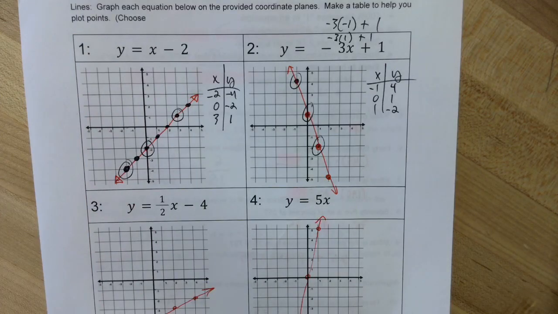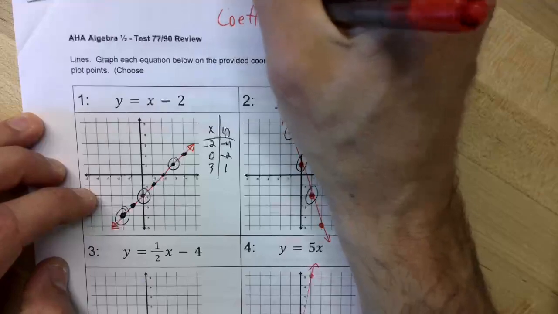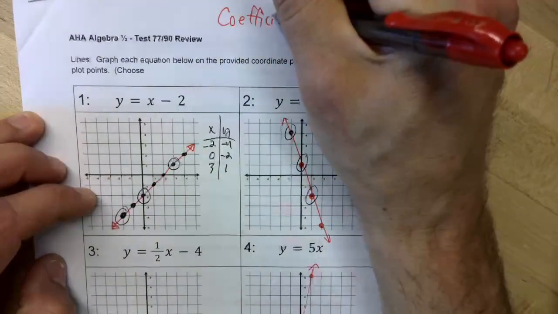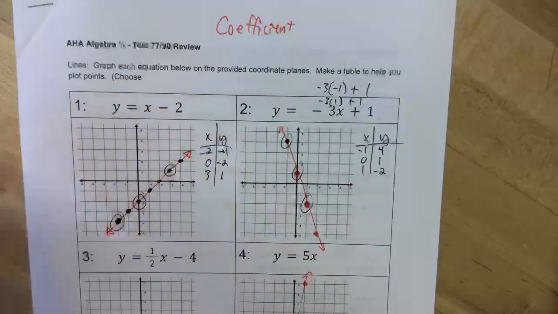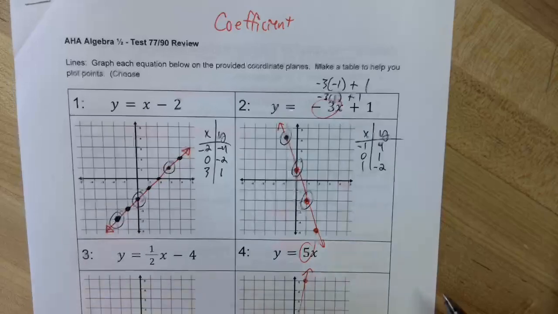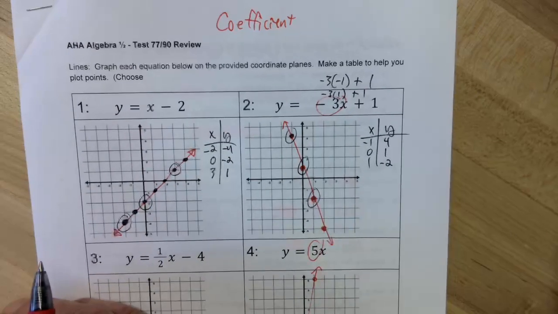Nope, okay. Coefficient. Okay, it's called a coefficient. Coefficient. You're going to need that. That's vocabulary for next year. The coefficient is a number that multiplies your variable. It's -3 in this problem. It's 5 in this one. What is it in number 1? You don't see a number beside x, do you?